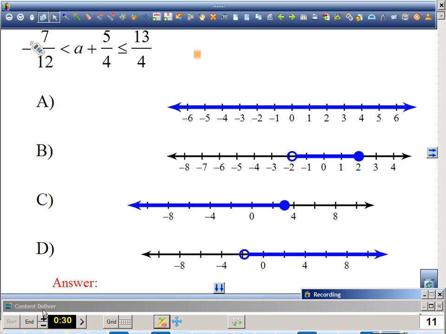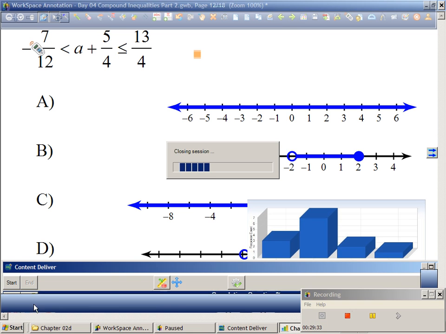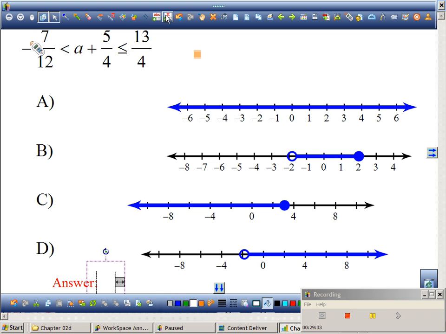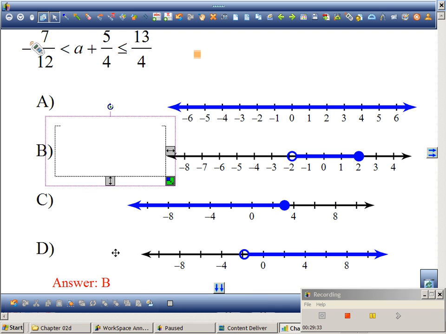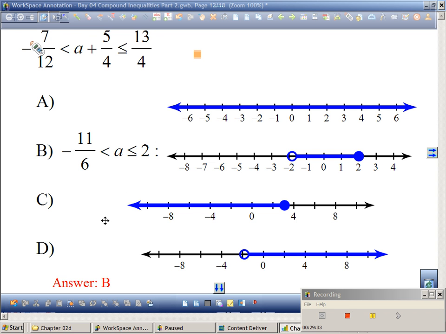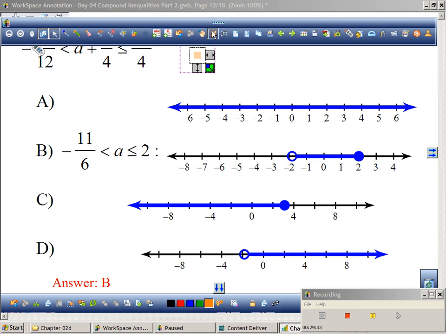Let's see how you guys did. All right, let's see. We got conflicting answers here. Answer is B, which looks like this. A is in between 2 and 11/6. Okay? So let's work this one out.